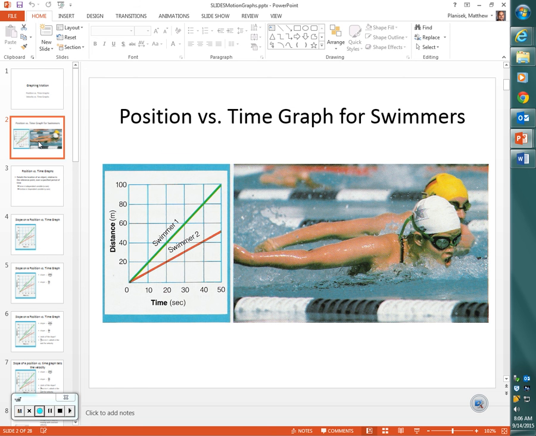To introduce you to that, I gave you this graph that shows the position versus time graph for two swimmers. We'll assume the white cap lady corresponds to the green line on this graph, and the yellow cap lady corresponds to the red line on that graph.